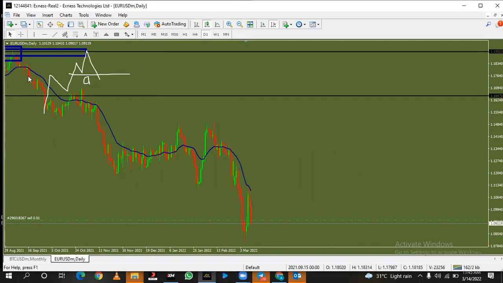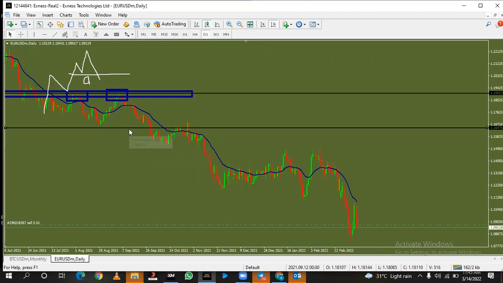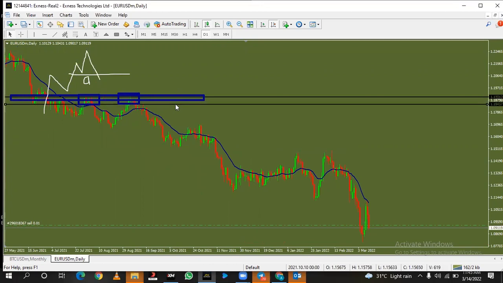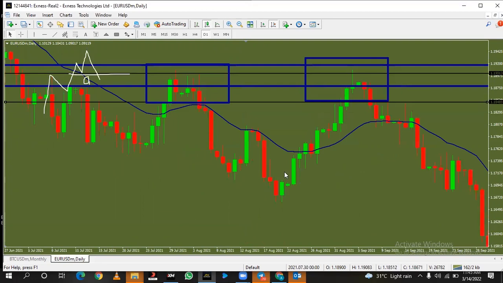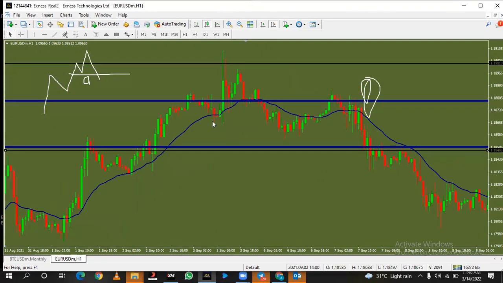Look at it. This is the particular bar that closes below our market structure in the 1 hour. This particular bar is the bar that closes below our market structure level. Good. Now, let's go back to 1 hour and see what they did. Now, look at it. They close below our market structure. This is our market structure level.